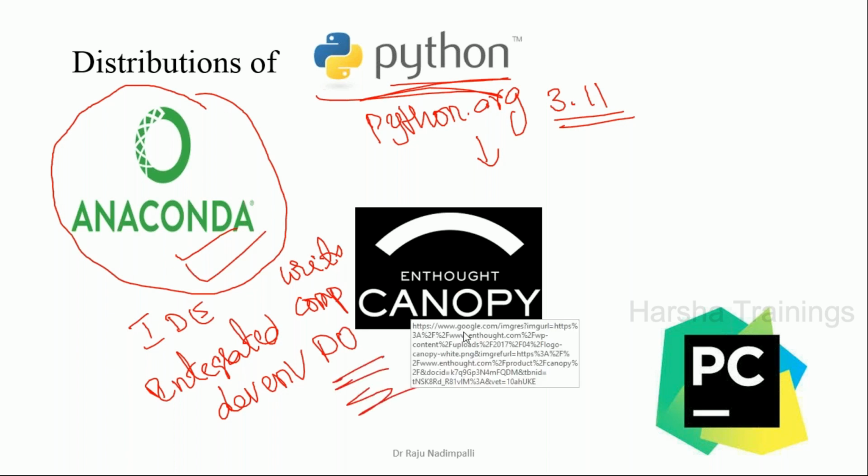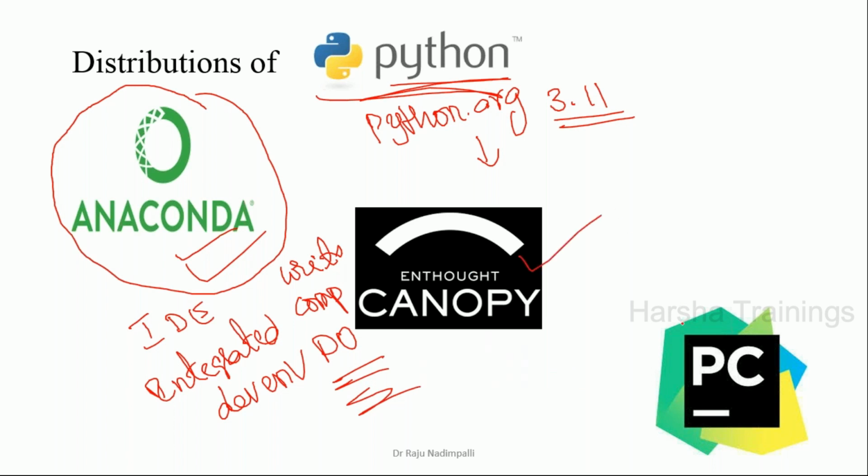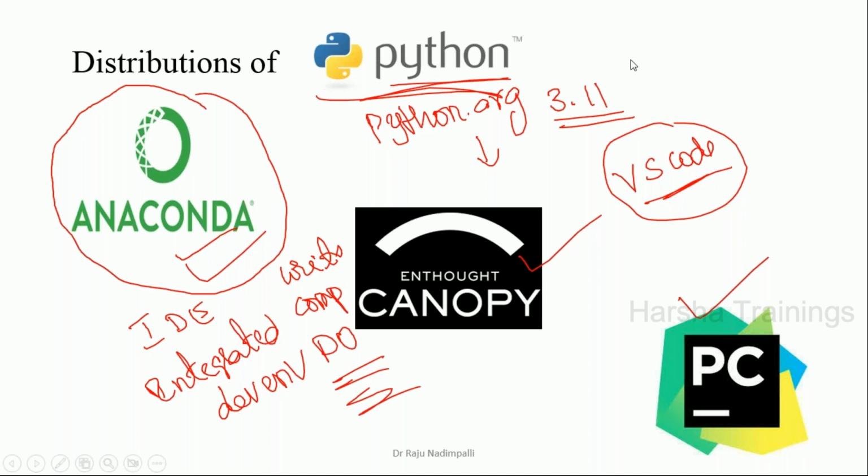Apart from that, you have Canopy, PyCharm, and you also have VS Code. Nowadays, most of the eminent programmers are using Visual Studio Code for running Python programming. Okay, any queries?